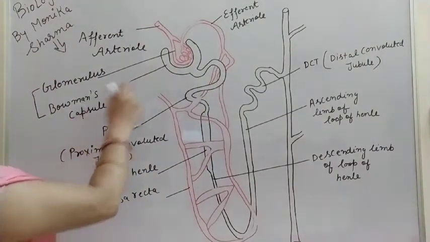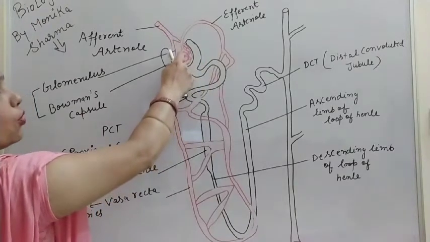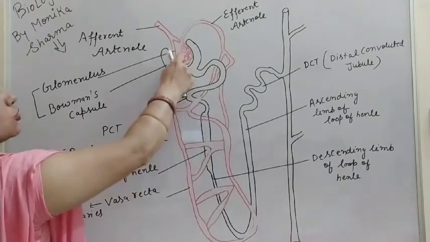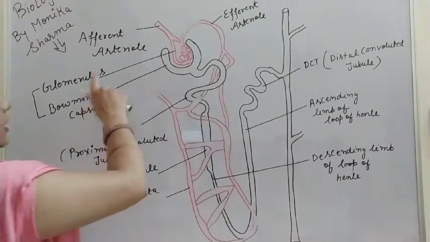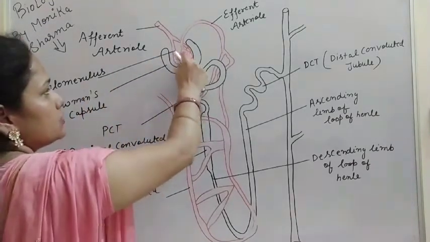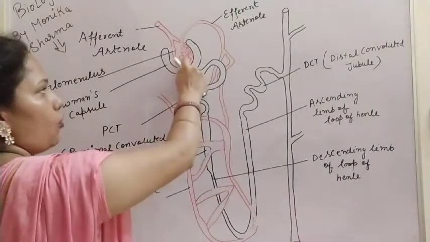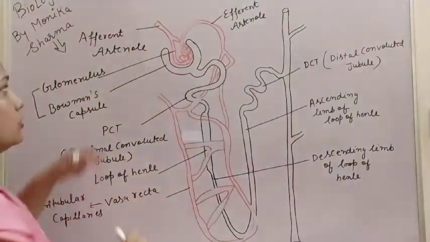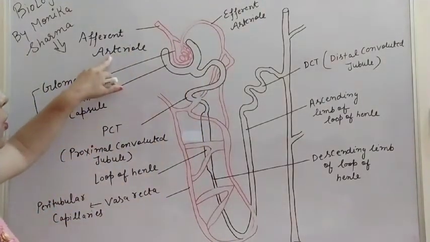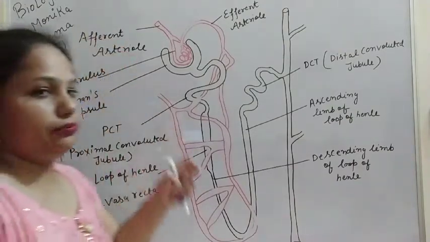Capsule means covering, because it covers the bunch of capillaries or the tuft of capillaries, so it is known as Bowman capsule. And here you can see there is the bunch of capillaries. So how are these bunch of capillaries formed? These are formed by the afferent arteriole. What is this afferent arteriole? It is the branch of the renal artery.